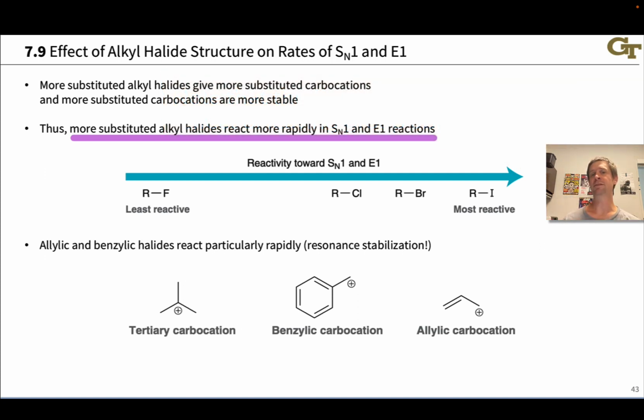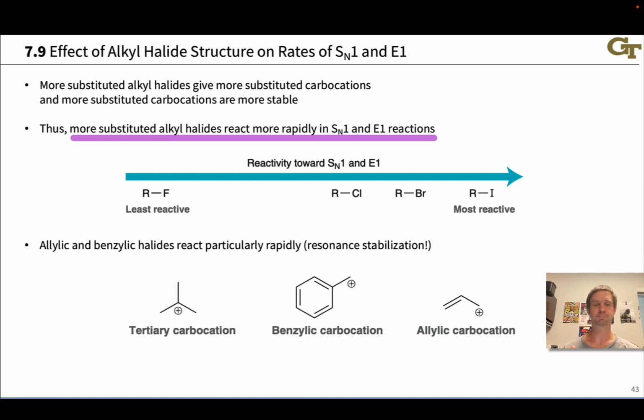The possibility of resonance stabilization in the carbocation is also important to consider. Allylic and benzylic halides react pretty rapidly in SN1 reactions, and this can be surprising because these can look like primary, and in fact be primary, alkyl halides. For example, benzyl bromide, which is a primary alkyl halide, nonetheless reacts quickly in SN1 reactions. And this is because loss of the bromide leaving group produces a resonance-stabilized carbocation, right?